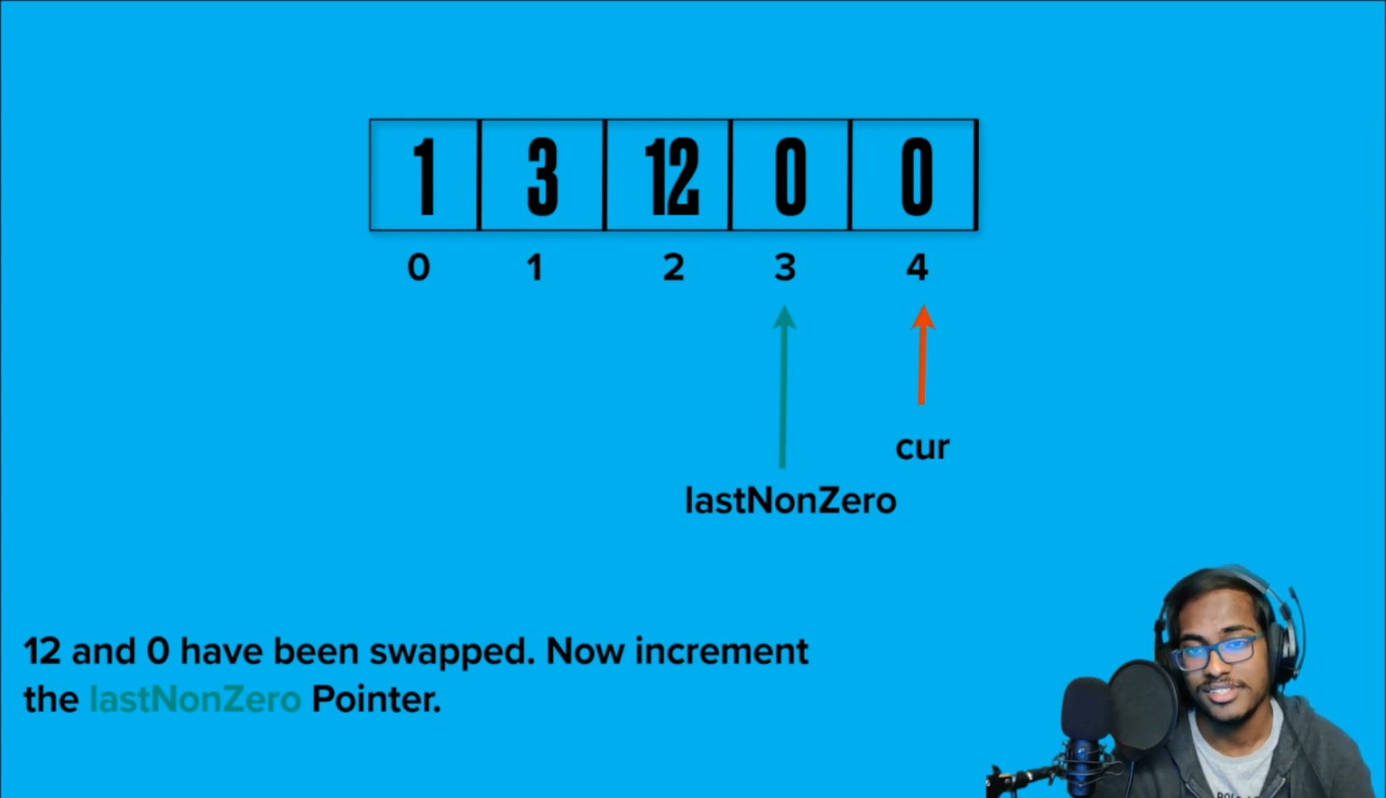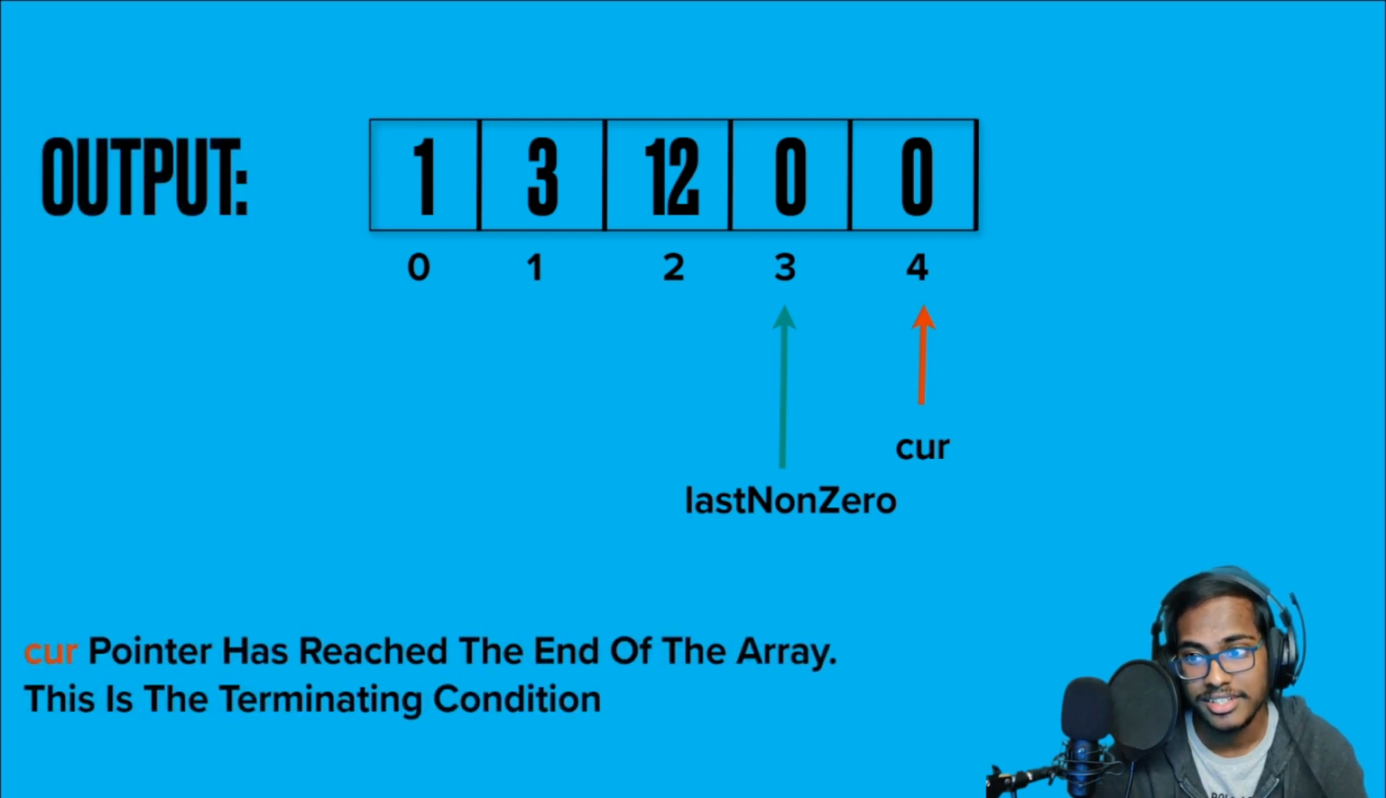And now what happens? Cur has reached the last element of the array, which is the terminating condition. So this is the array which we are going to output. And that's really easy, right? 2 pointers make everything really easy. Now let us code this on Leetcode.